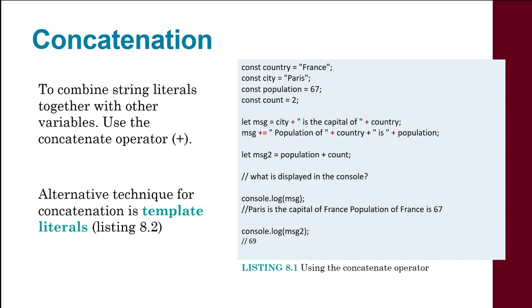And then what they've done below that is they have another message variable, message2, and they've set it to population plus count. That's just math. Remember how I was talking about that math objects are built in? It's saying add population plus count, 67 plus 2. And then at the very bottom it's saying write what that is in the console, 69. There you go.